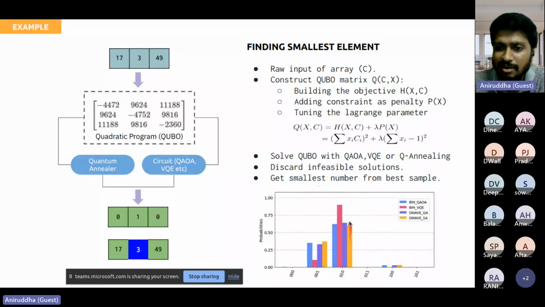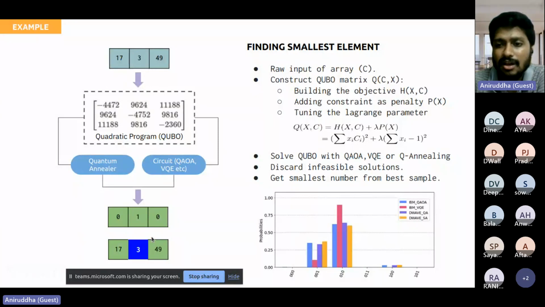You can see here the best result that we got for all the solvers, that is 0, 1, 0, which means we are pointing to the number 3, which is actually the smallest number of the problem. So this is the final output that we are having. This is the third example that I had.